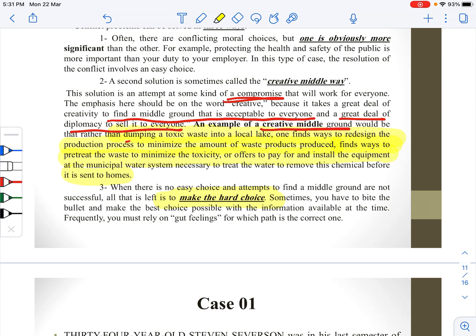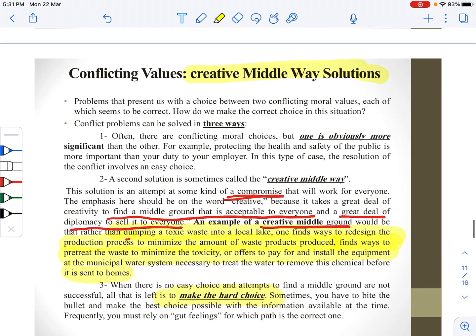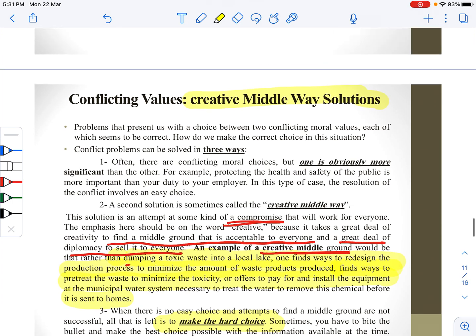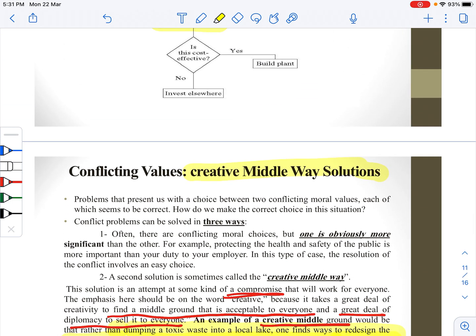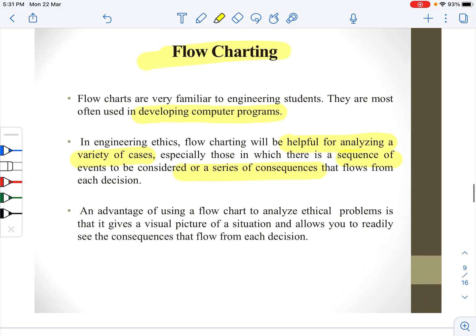Making a hard decision means there will be parties or somebody who will not be happy with your decision. So you need to choose from these many techniques which one you want to use for solving your case study.